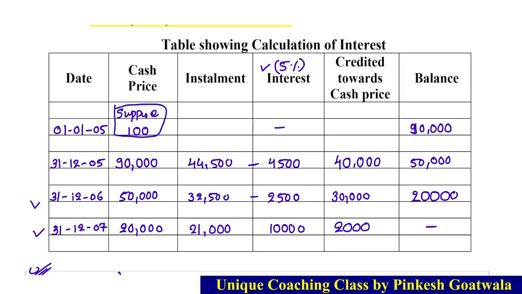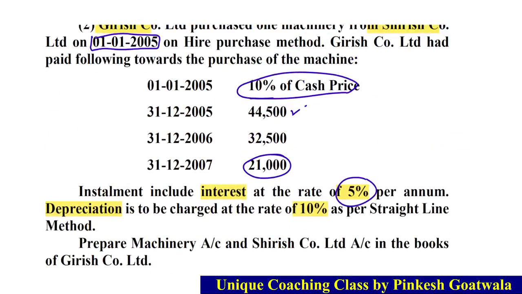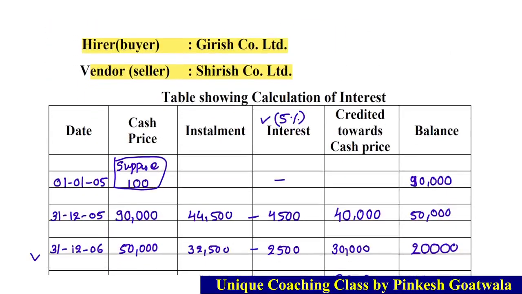So what will be the down payment? Down payment is 10% of cash price. Suppose we have a cash price of 100, so how much will the down payment be? Cash price is 100 and we take 10%, so 10 will be our down payment. And interest is nil here. So the payment will be 10 rupees. Credit towards cash price will be 10. And what will be the amount of balance? Right now forget this.